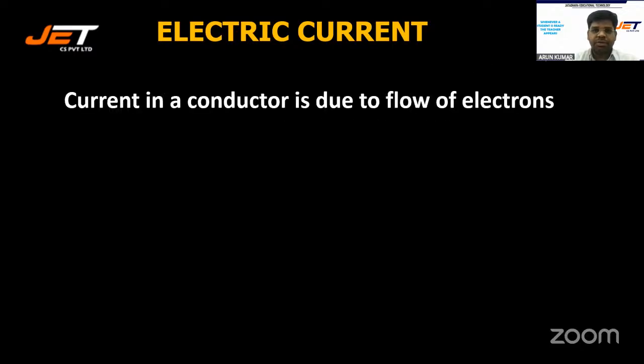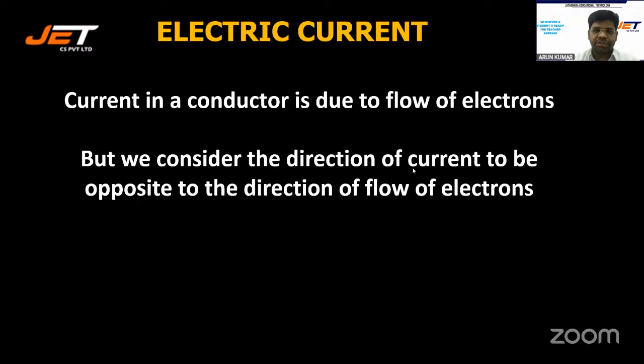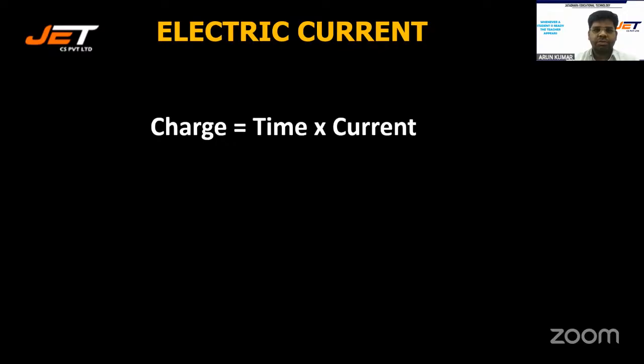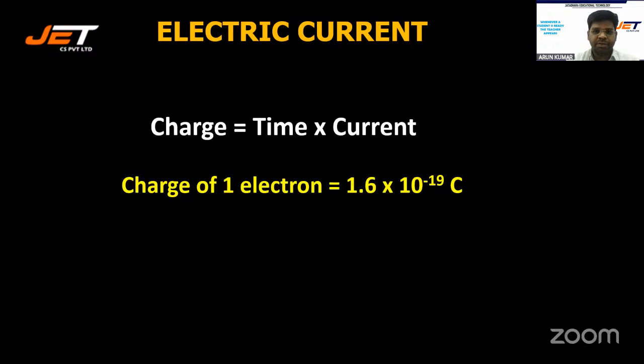All right. So current in a conductor is due to the flow of electrons. But we consider the direction of current to be opposite to the direction of flow of electrons. That's called conventional current. So charge of one electron is 1.6 into 10 power minus 19 coulomb. Electronic current is the flow of electrons, students. Conventional current is opposite to the direction of flow of electrons. So charge is current times time. Charge of one electron is 1.6 into 10 power minus 19 coulomb.